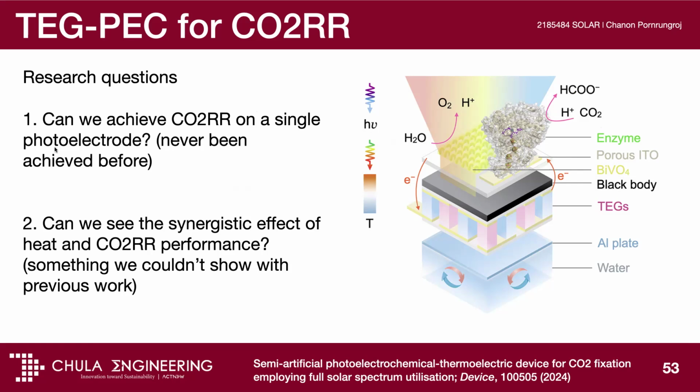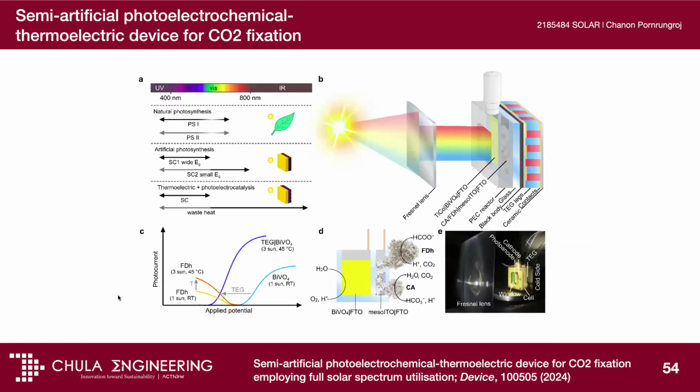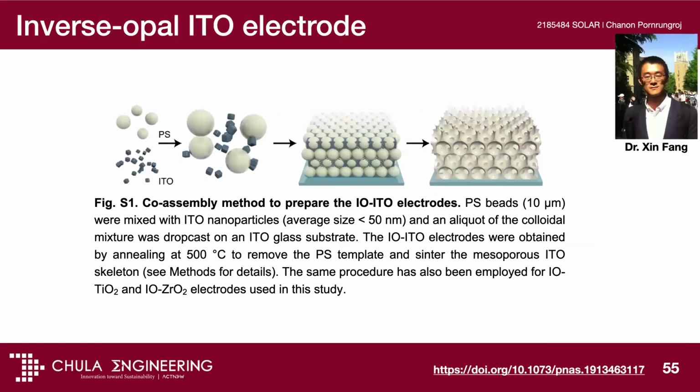The question we want to answer here is whether we can get CO2 reduction on a single light absorber. Without using two light absorbers, we want to use just one, but with the help of thermoelectrics, right? And the second is, can we see the effect of temperature? Because we know that once the temperature increases, and if we can control it well, we can increase the kinetics of the reactions. So this is what we set out to do. And the system is about the same.